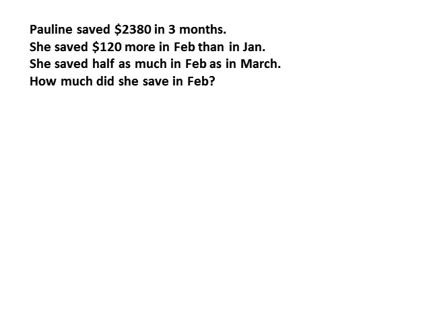Okay, so in the second line, it says 120 more in Feb than in January. So therefore, she saved more in February than January. On the third line, it says she saved half as much in Feb as in March. So I would really like to start with March here, because the amount in March is larger than in February, and so it will help you not to have to work with fractions. Alright, so let's start with this box that represents the amount of money in March.